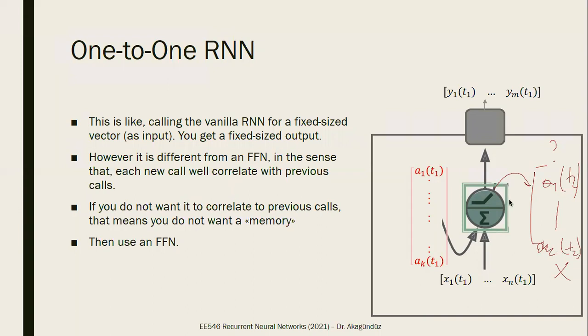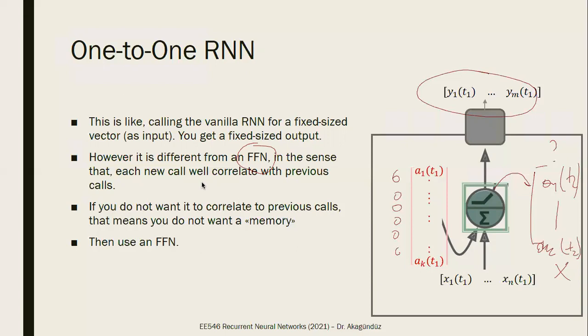So if you don't want to correlate your RNN with your previous calls, you don't need a memory. So if you feed 0, 0, 0, 0, 0, 0 each time you call it, and you get immediately the output, this will be a one-to-one RNN, and it will be no different than an FNN. So this is the trivial case.